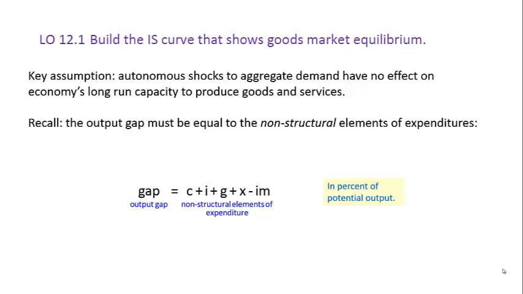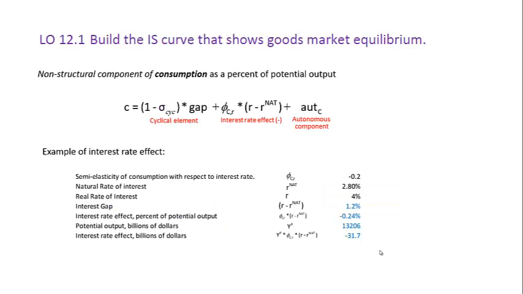So let's go back. This is Chapter 10. We made a key assumption, that autonomous shocks to aggregate demand will have no effect on an economy's long-run capacity to produce goods and services. So therefore, we only need pay attention to the output gap, and the output gap must be equal to the non-structural elements of expenditures. So here we have the output gap: consumption, investment, government, exports, imports. We discussed them in previous chapters, and everything here is in percent of potential output.